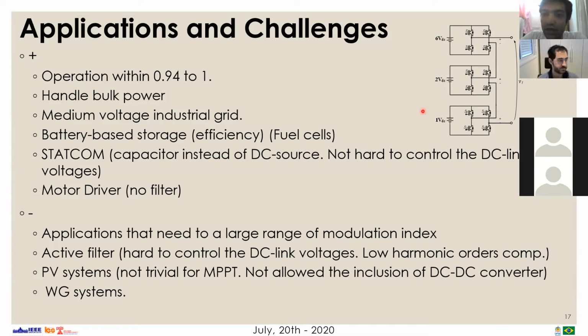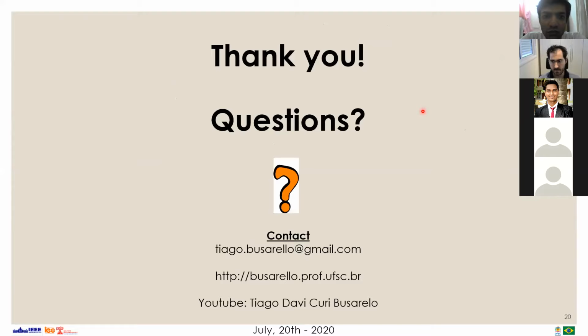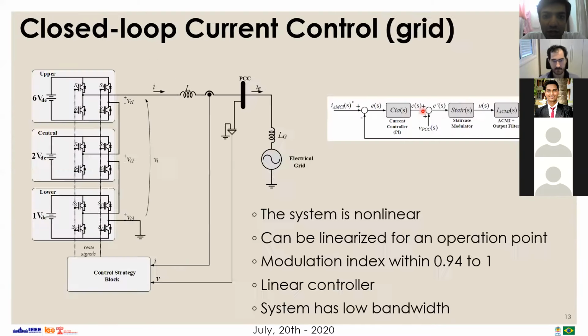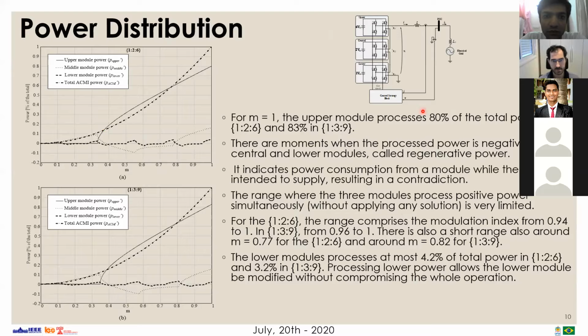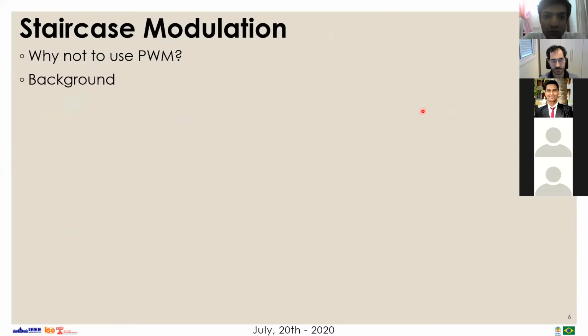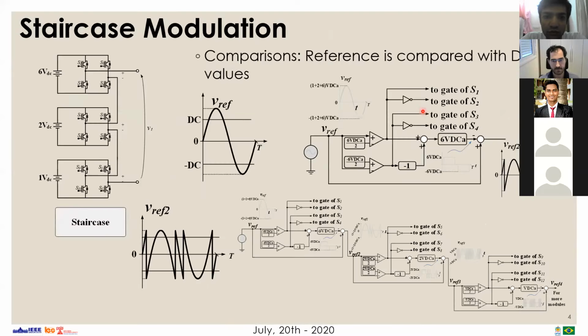Okay. Nikhil, go ahead. Good evening, sir. I have a couple of doubts. Can we go back to the page where we discussed the staircase modulation? Here, we have compared the VREF with the DC value. So how do you decide the DC value in the first case? First we will discuss the first stage. What is the DC value required for the first stage of the staircase modulation?